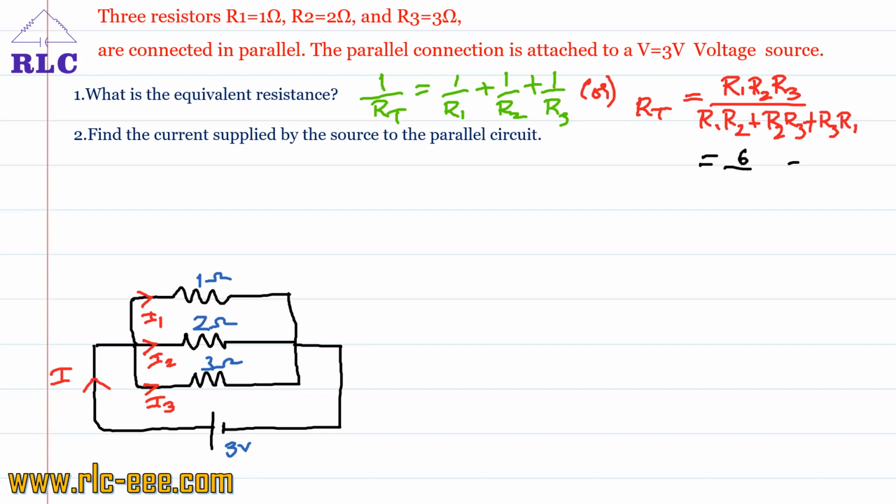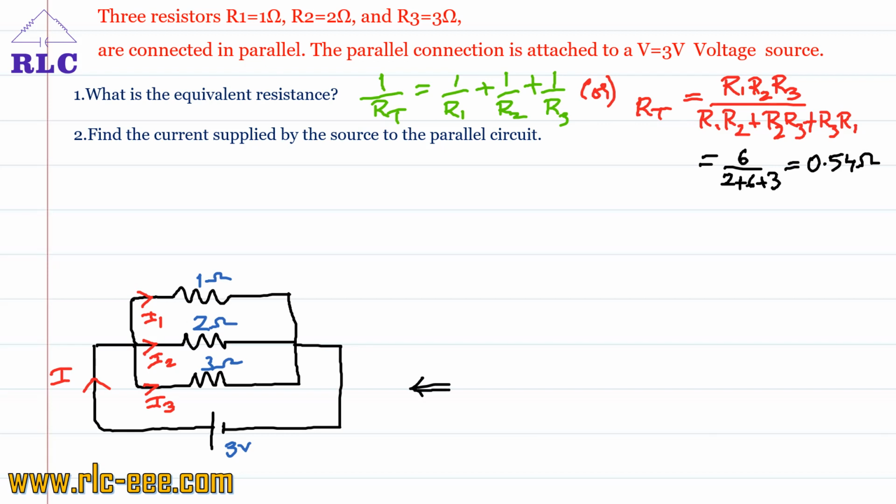Substitute all the values. You will get 1 into 2 into 3, that is 6, divided by 1 into 2 is 2, plus 2 into 3 is 6, plus 3 into 1 is 3. You will get 0.54 ohms. Okay, your total resistance is 0.54 ohms.